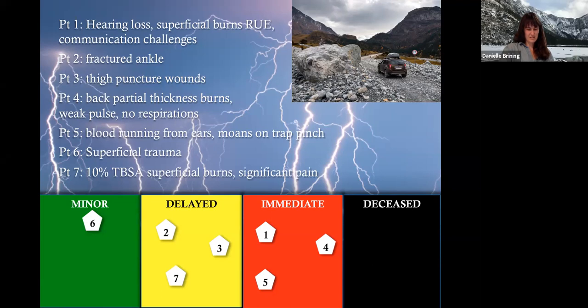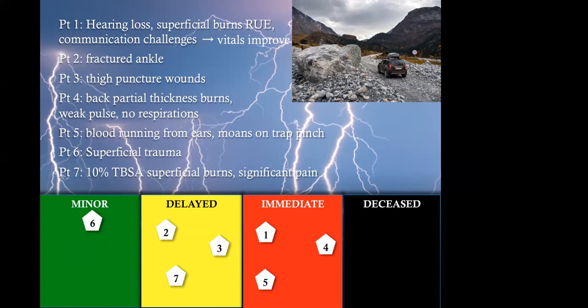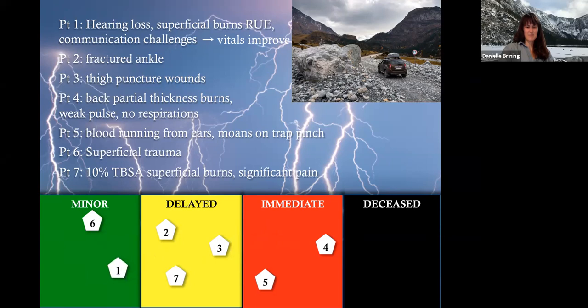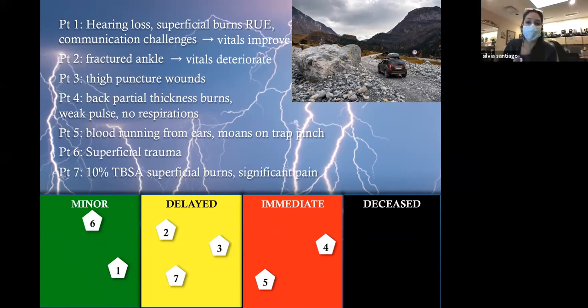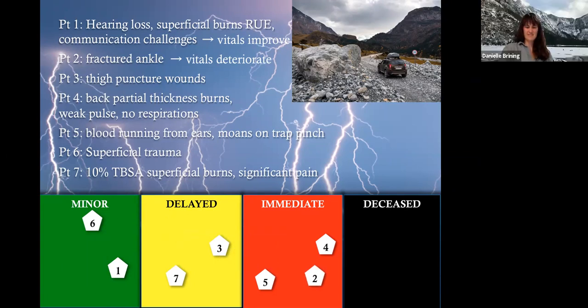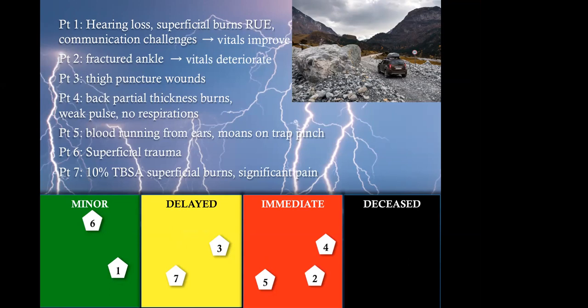Okay, so you're still waiting for transport when patient 1's vitals improve and he's now able to ambulate and talk to you. Put that person in green. Cool. So patient 1 moves from red to green. Good job. Patient 2, our fractured ankle, his vitals deteriorate. He goes to immediate. Perfect. Was that ankle fracture open or closed? I don't know if I missed that.